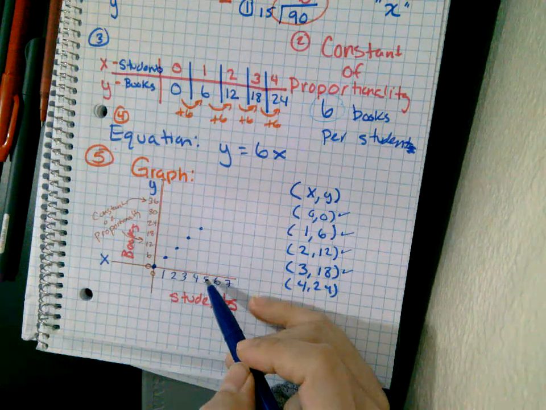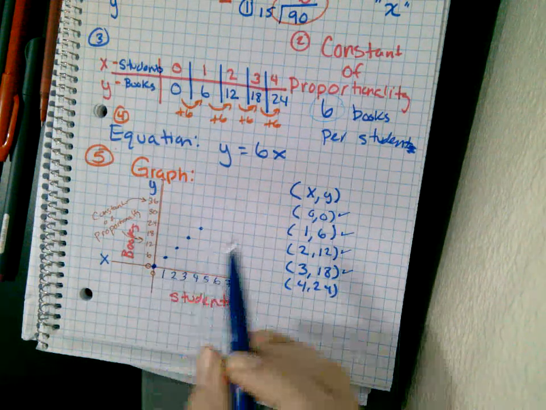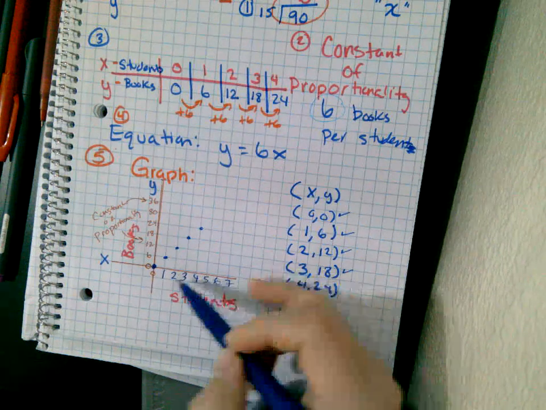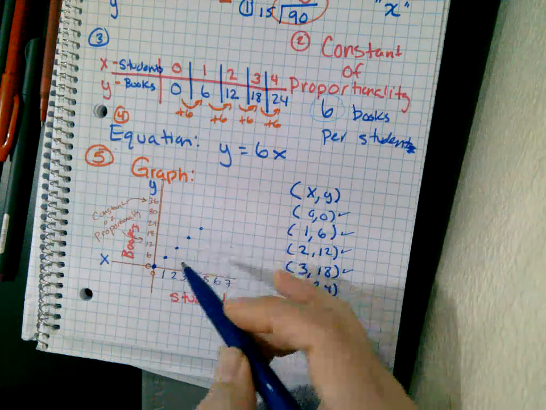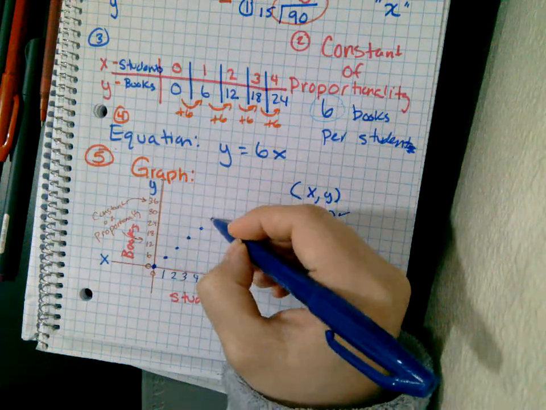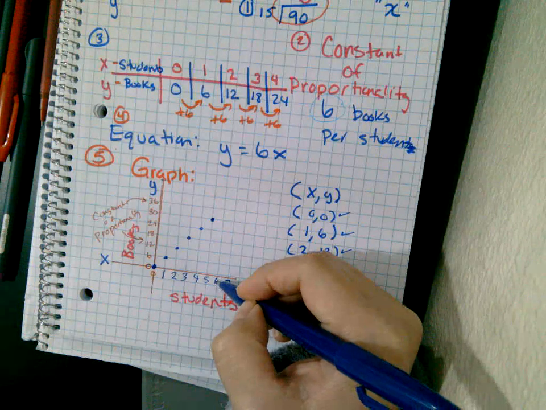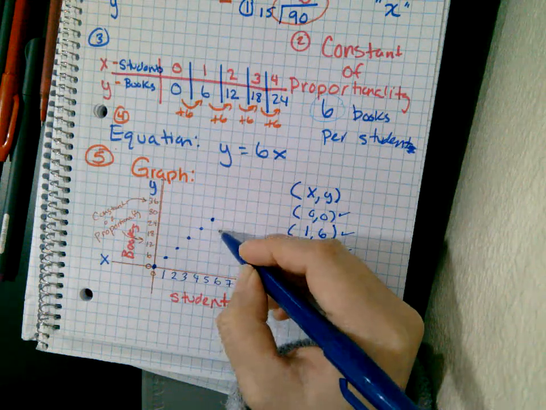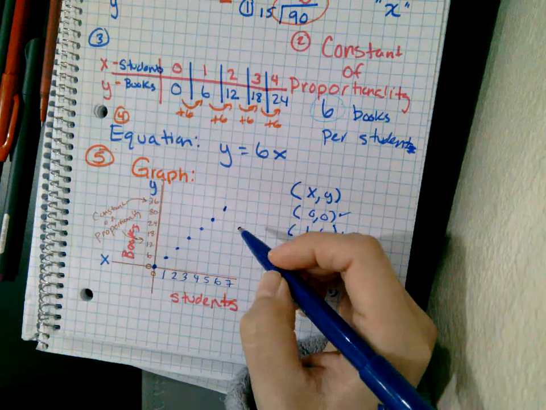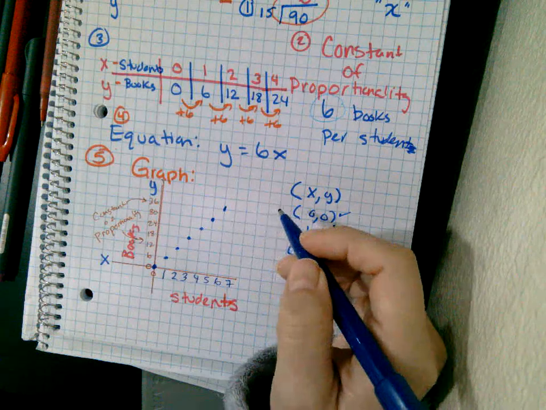Where would the dot go on the 5? So if X is 5, what number do I go up to on the Y? 30. Yes, nice. 30. What about 6? Where would 6 line up to? 36. Beautiful. Nice. Good job. So, yes, Puma, hurry up.